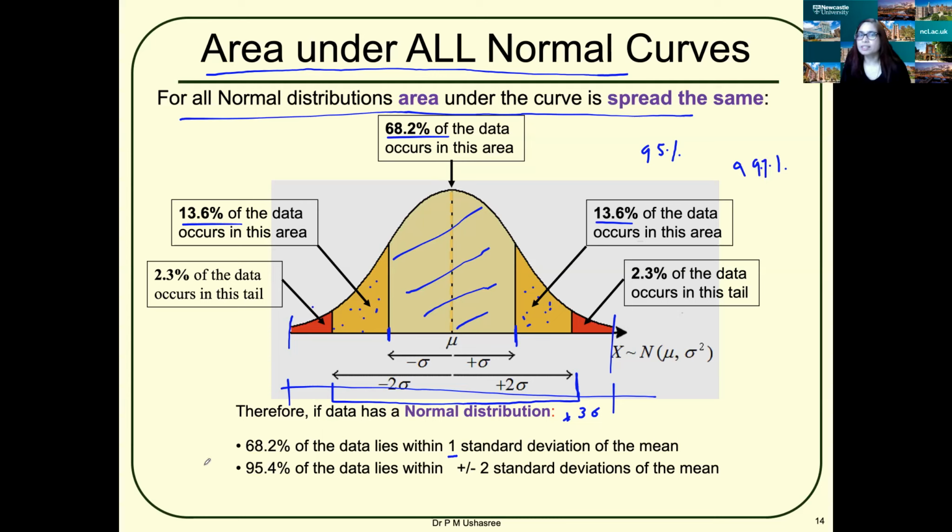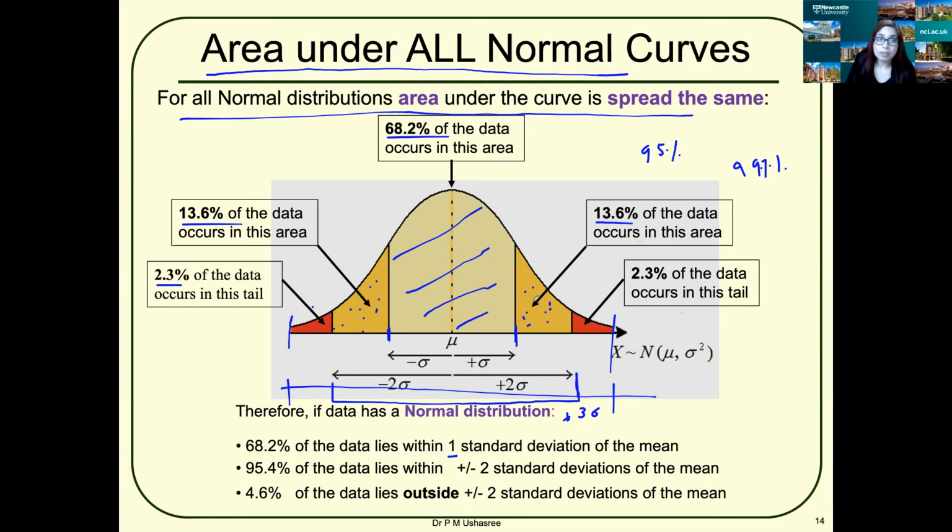Different books have different percentages there. So this is also sometimes called the 68, 95, 99 rule. It's the same empirical rule. Anyway, 4.6% of the data lies in this red region, because 2.3% plus 2.3%.